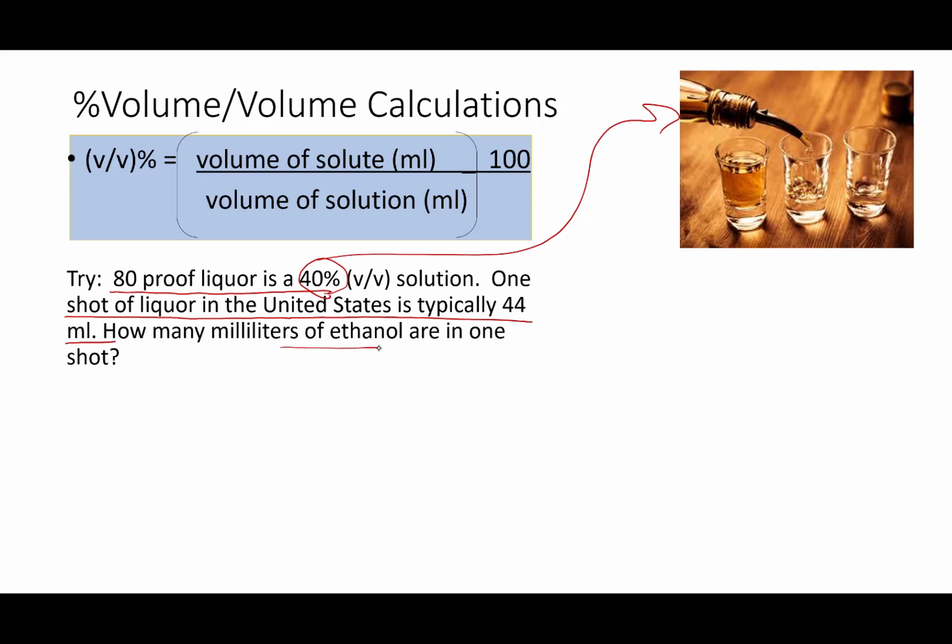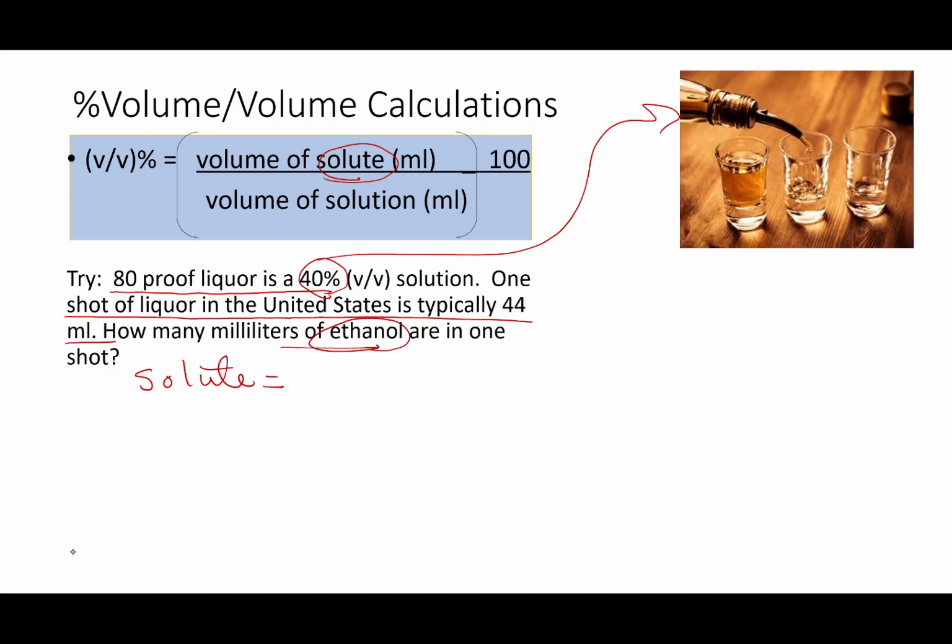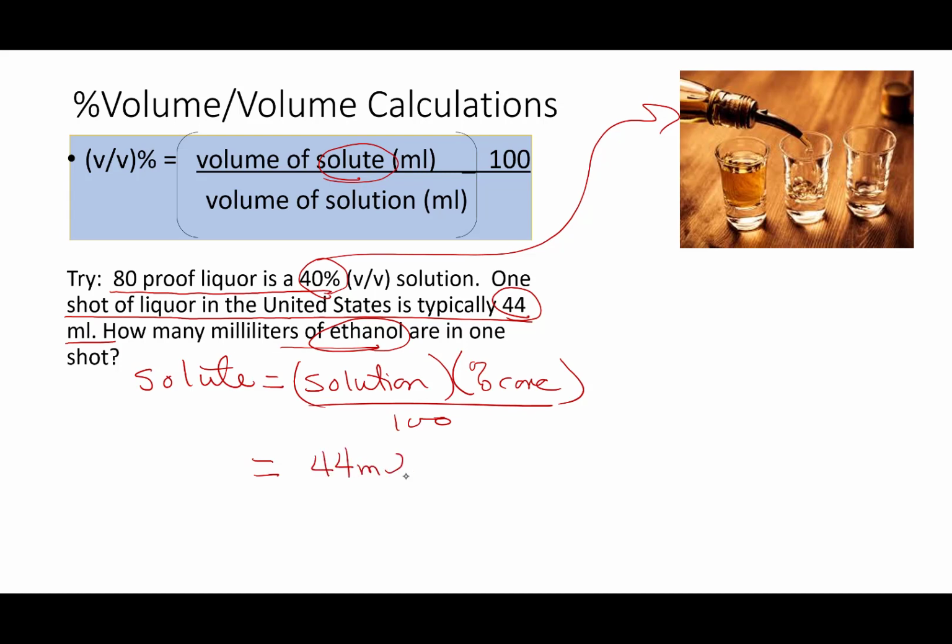And how many milliliters of ethanol are in one shot? Now, again, I'm looking for my solute. So my solute is going to be equal to, let's go back and look at our equation, make sure we have this right. My solute is going to be my entire solution times my percent concentration divided by 100. So the entire solution I have is 44 milliliters. That's one shot of liquor. Concentration is 40%.